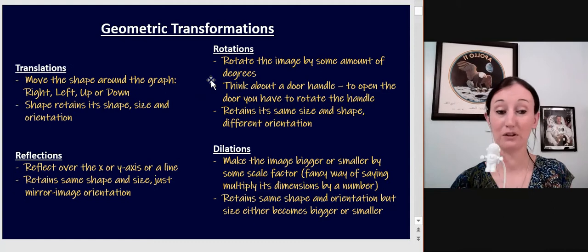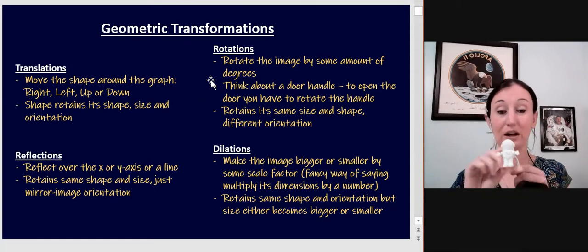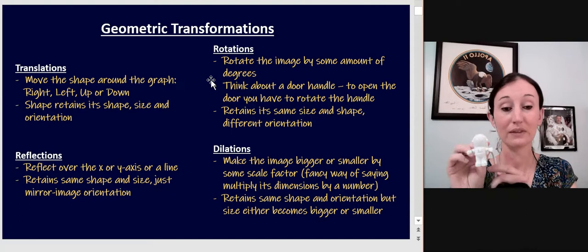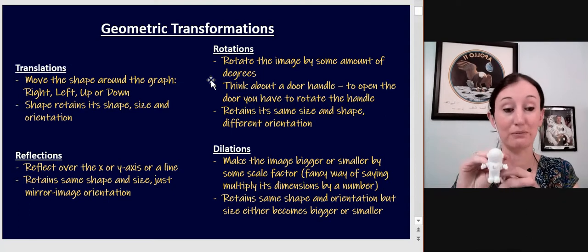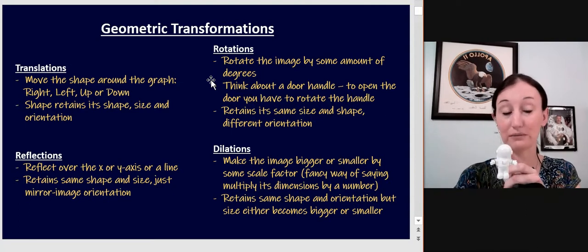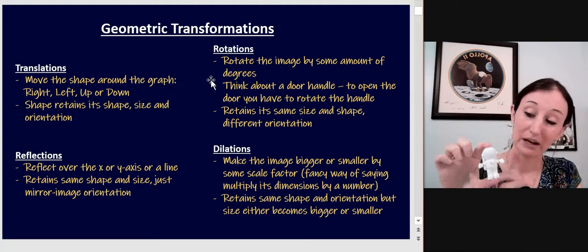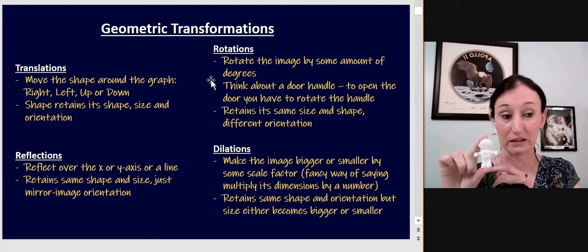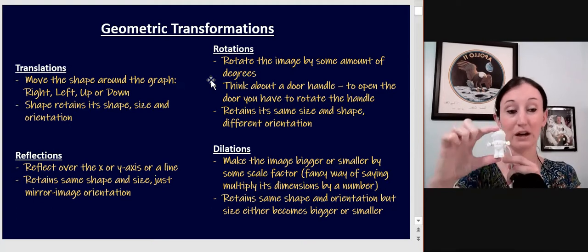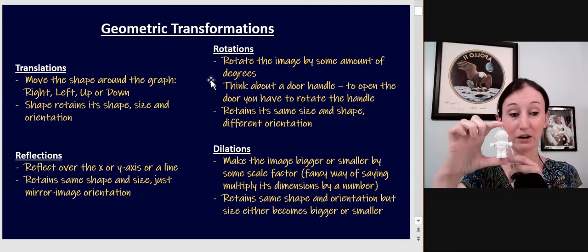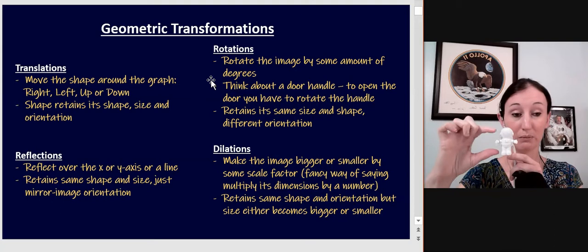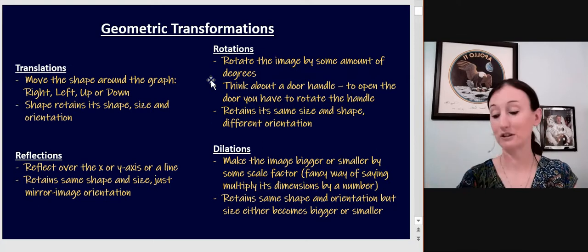Now the one that would change him, and I can't actually do with this little guy, is a dilation. Dilations make your image bigger or smaller. He's made of plastic, so he's stuck as one size. But just imagine if I dilated him, I made him bigger, I could make him a little bit taller, or I could make him a little bit shorter using dilations. Bigger or shorter.